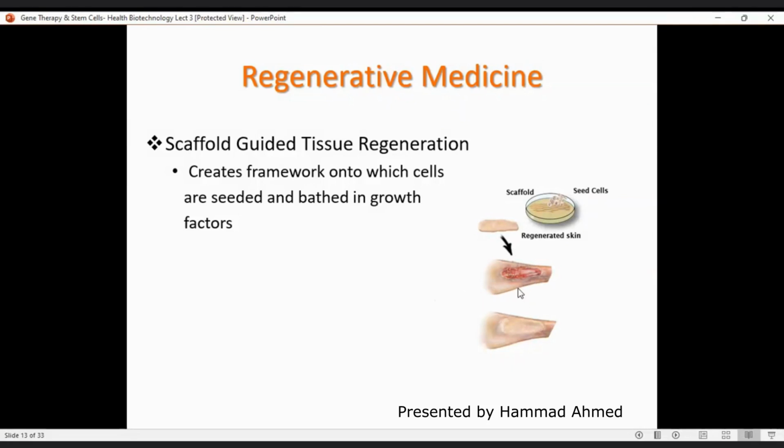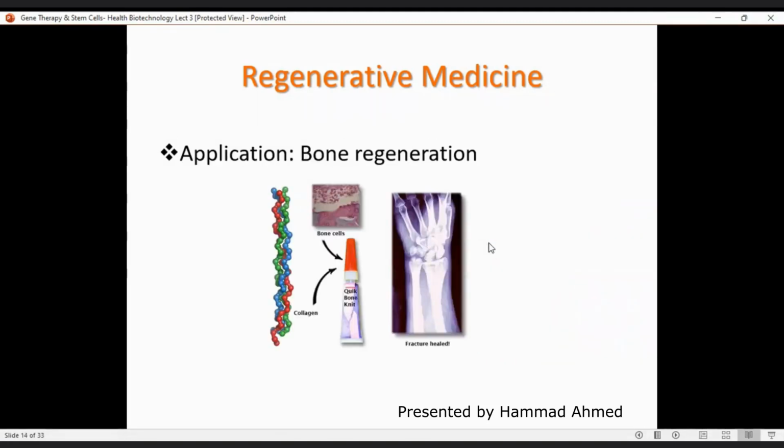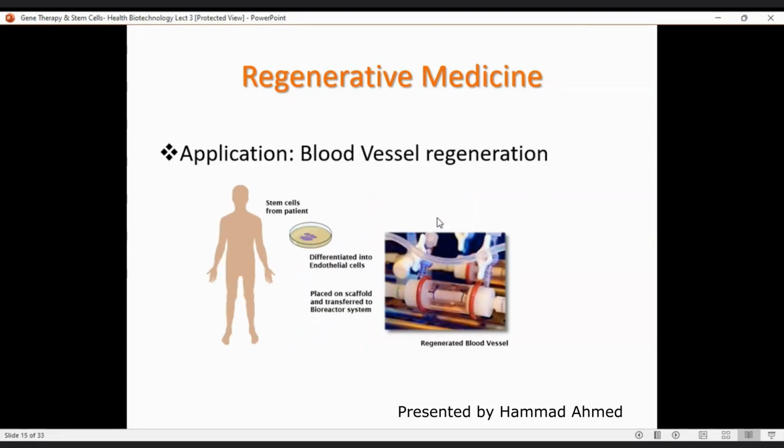Another application of regenerative medicine is bone regeneration, which is mostly performed at a commercial level. Many experiments and techniques are evolving for bone regeneration. Another example is blood vessel regeneration, and the last one is cell and tissue transplantation.